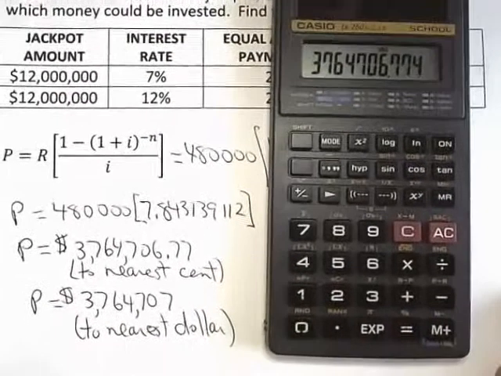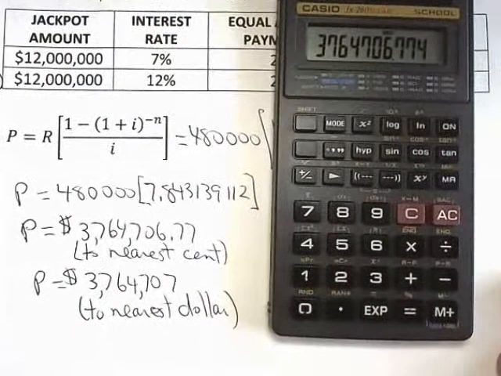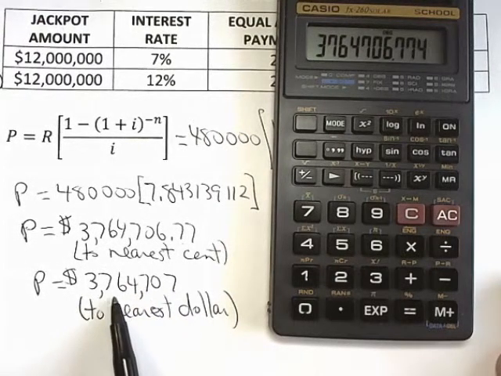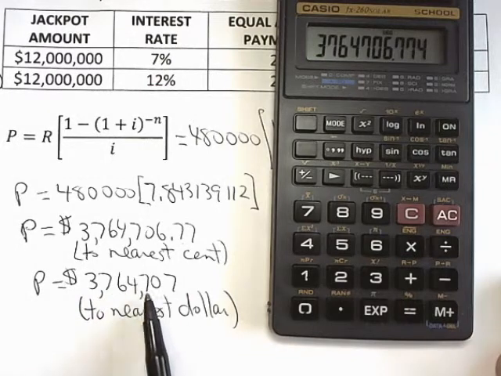And they have been known to ask you to round things to the nearest $100. The nearest $100 would be, well, 707 is closer to 700 than 800, so it would just be $3,764,700 if they said to the nearest 100. Just be really careful about how they're asking you to round your final answer.